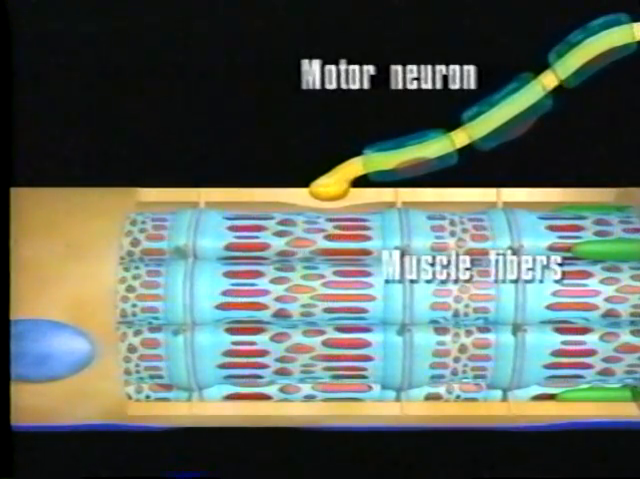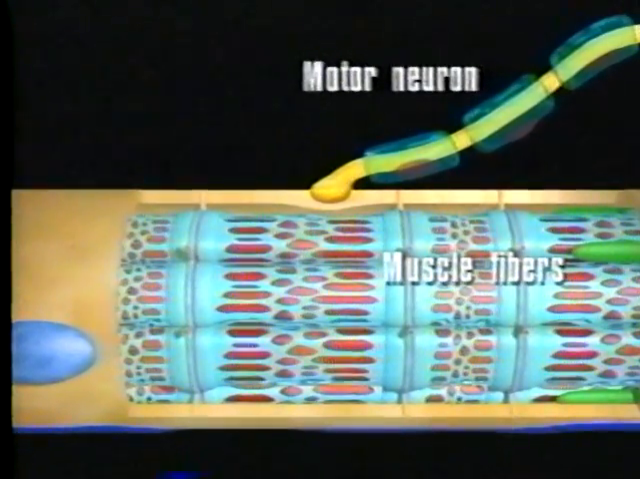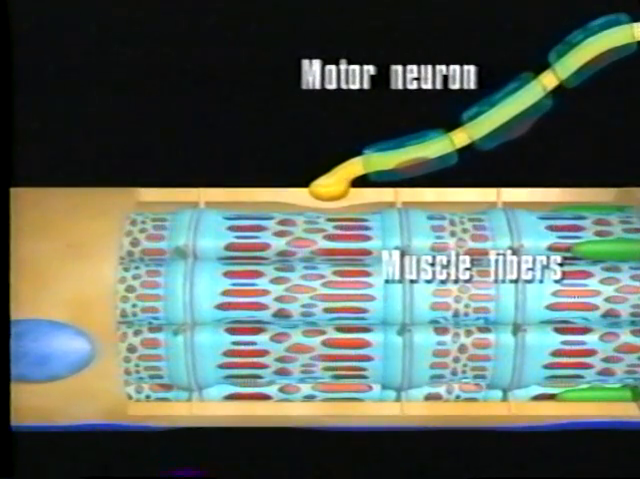Motor neurons in the CNS control skeletal muscle contractions. Each motor neuron can control several muscle fibers. The motor neuron and its dependent muscle fibers form a motor unit. When the neuron is active, all of the muscle fibers in the motor unit contract.